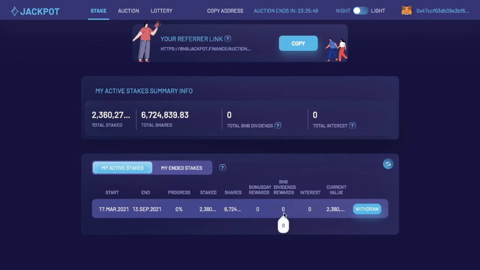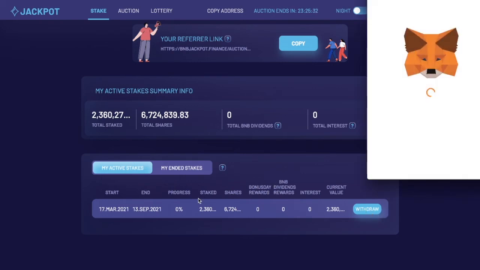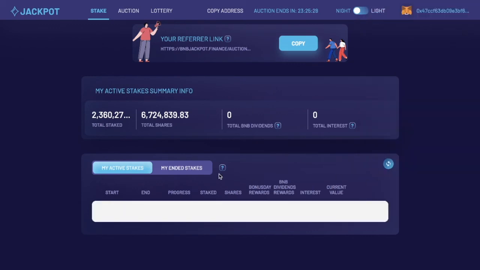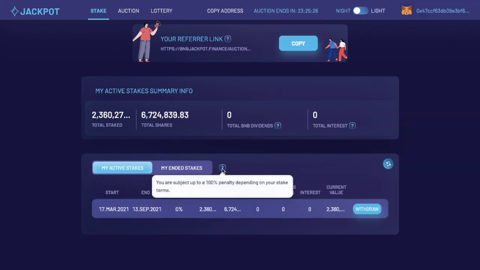So again, if nobody goes into the auction today or inside this 24-hour period, so 23 hours and 25 minutes left, then I would get no rewards tomorrow. Now, on the following day, I would. And you can withdraw, but with the withdrawals, I believe, there's no window letting us know, but you're subject to 100% penalty depending on your stake terms.